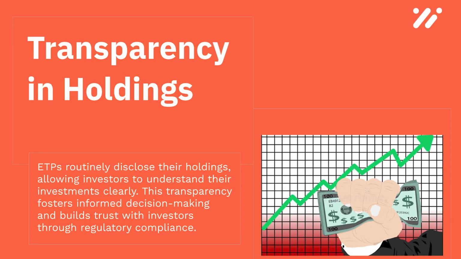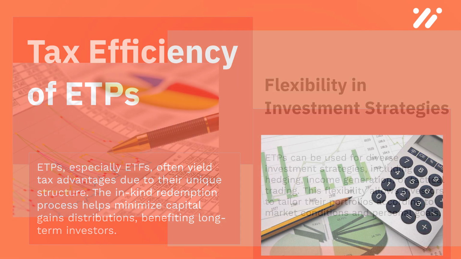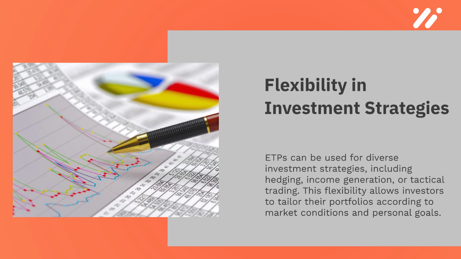Transparency. ETPs typically disclose their holdings regularly, allowing investors to monitor their investments closely. Tax efficiency. ETFs, in particular, often provide tax advantages due to their unique structure and in-kind redemption process. Lastly, flexibility. ETPs can be used for various purposes, including income generation, hedging, and speculative trading.